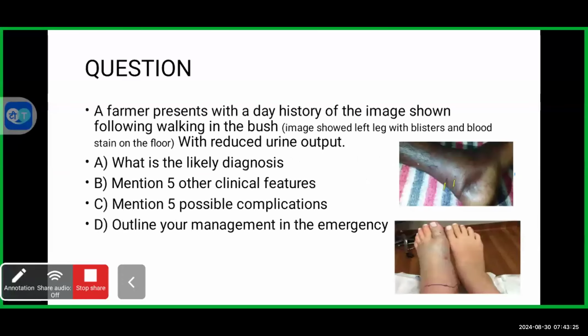Good morning, my teachers and colleagues. I'll be taking practice question 4A. The question reads thus: a farmer presents with a day history of the image shown following walking in the bush. The image showed a left leg with blisters and blood stain on the floor, and then reduced output. I didn't actually see the pictures, I just got this. The other questions are: what is the likely diagnosis? Mention 5 other clinical features. Mention 5 possible complications, and outline your management in the emergency.